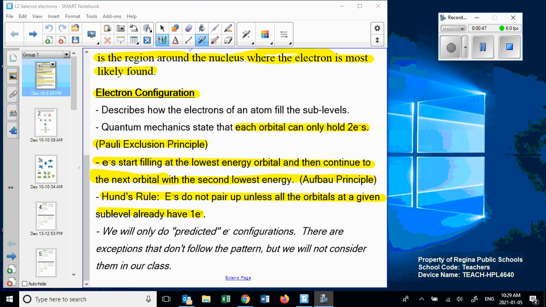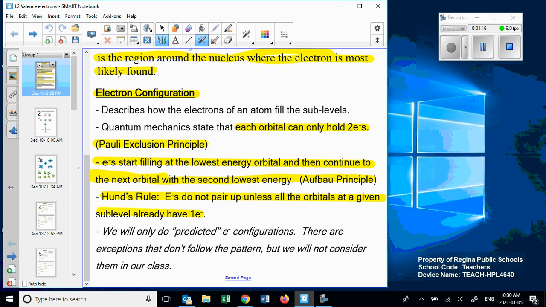Okay. Electron configurations. And this is the new stuff. It describes how electrons of an atom fill the sublevels. In physics, it's called quantum mechanics. It states that each orbital can only have two electrons. It's the Pauli exclusion principle, you don't have to remember that, but do remember each orbital can only have two electrons.